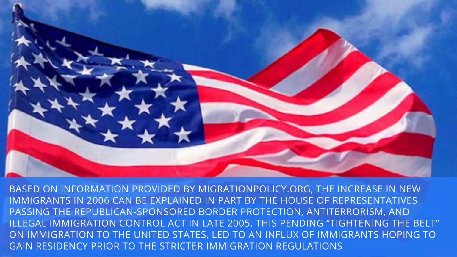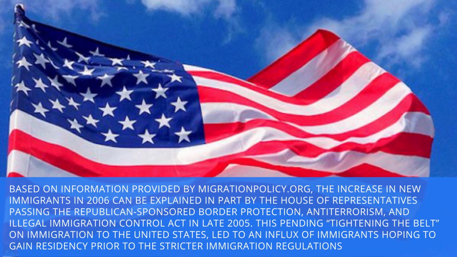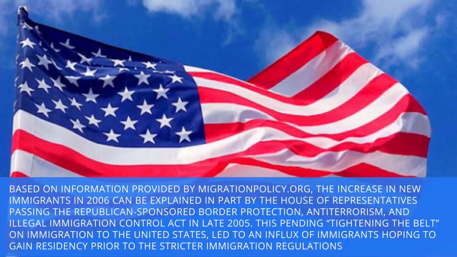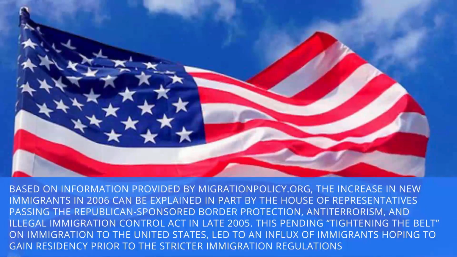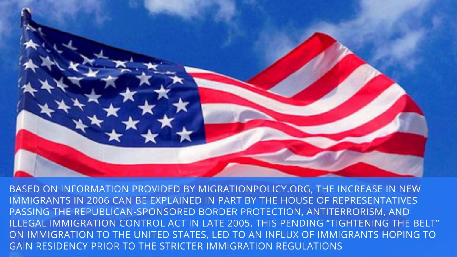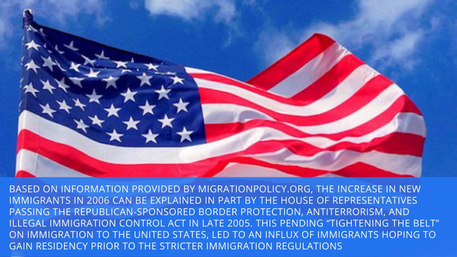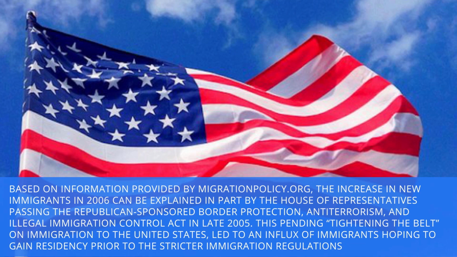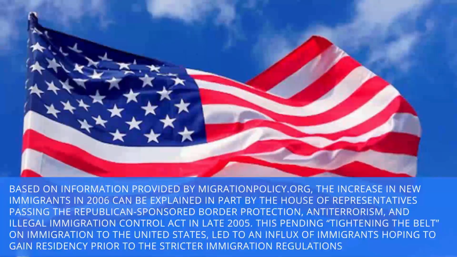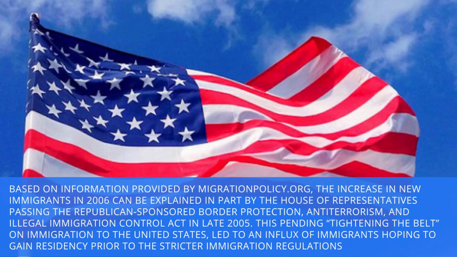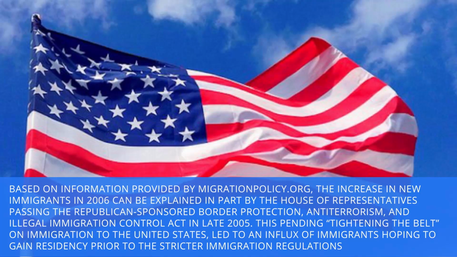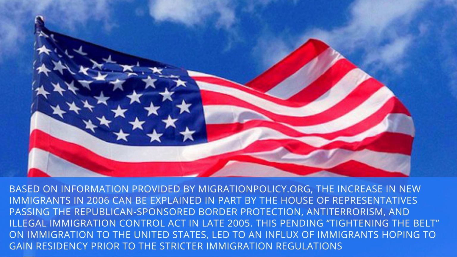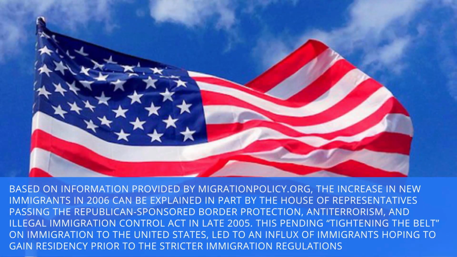Based on information provided by migrationpolicy.org, the increase in new immigrants in 2006 can be explained in part by the House of Representatives passing the Republican-sponsored Border Protection, Anti-Terrorism and Illegal Immigration Control Act in late 2005. This pending tightening the belt on immigration to the United States led to an influx of immigrants hoping to gain residency prior to the stricter immigration regulations.